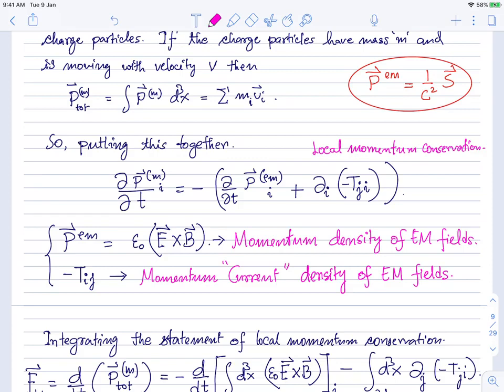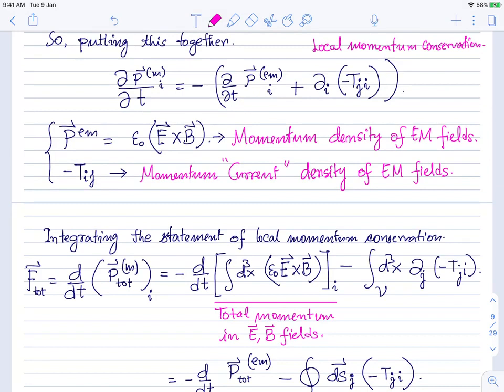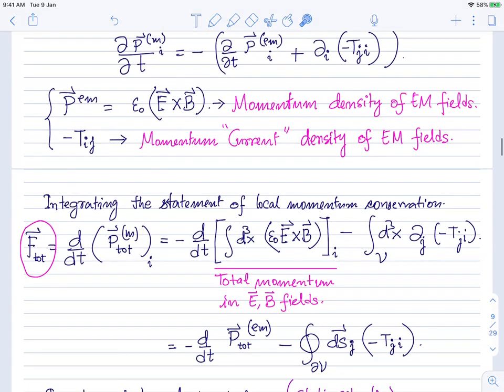Now we can take the local expression and integrate it. If we integrate it, then this will be the total force. And the total force is basically equal to d/dt of the total momentum, because now we have integrated and we can take the volume integration inside the time derivative. So this is the total momentum, and this is equal to minus the rate of change of momentum in the electric and magnetic fields, which is E cross B. This is momentum density integrated over the same volume V.